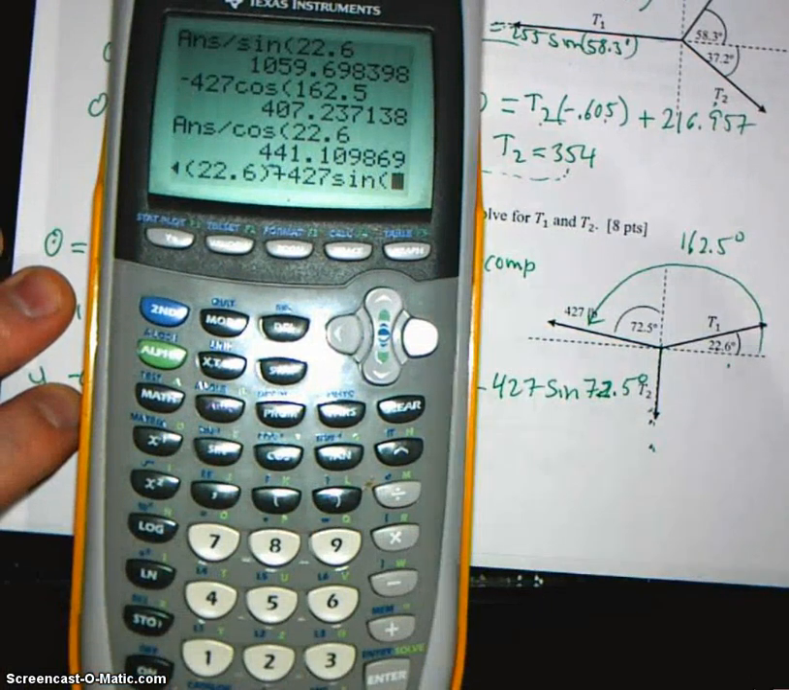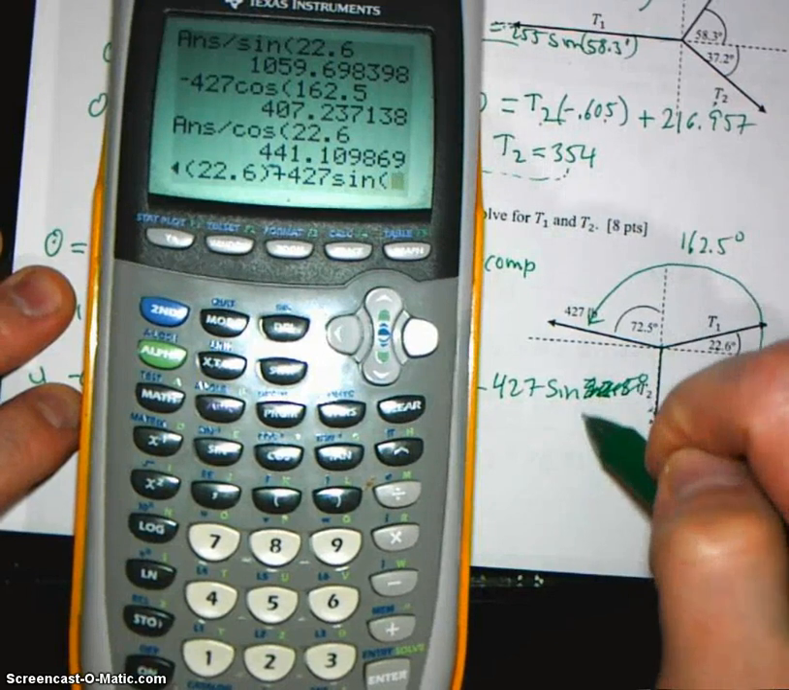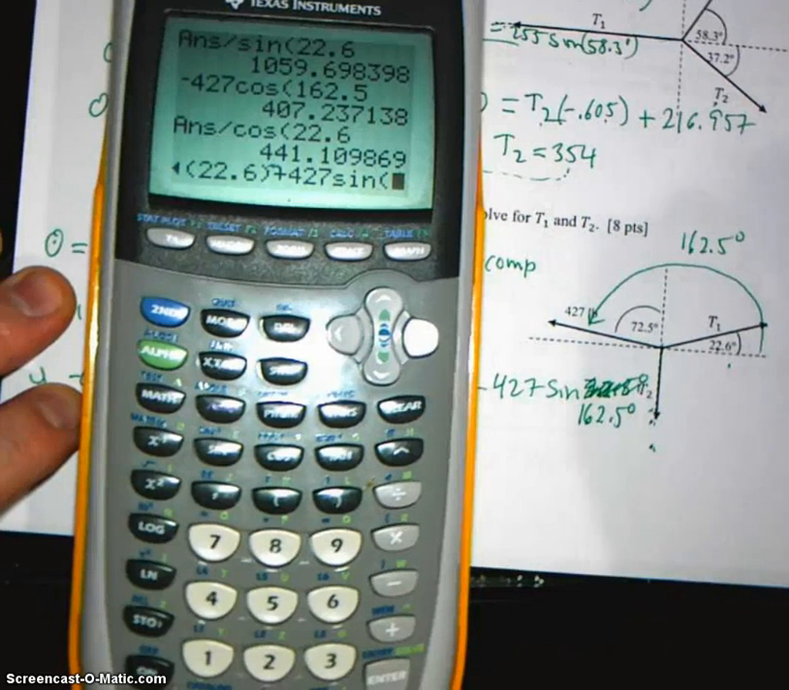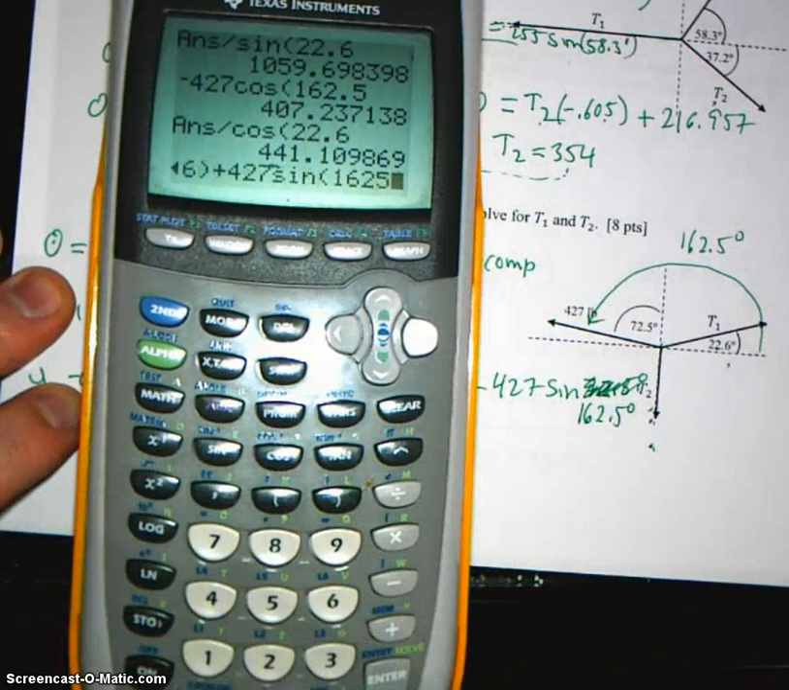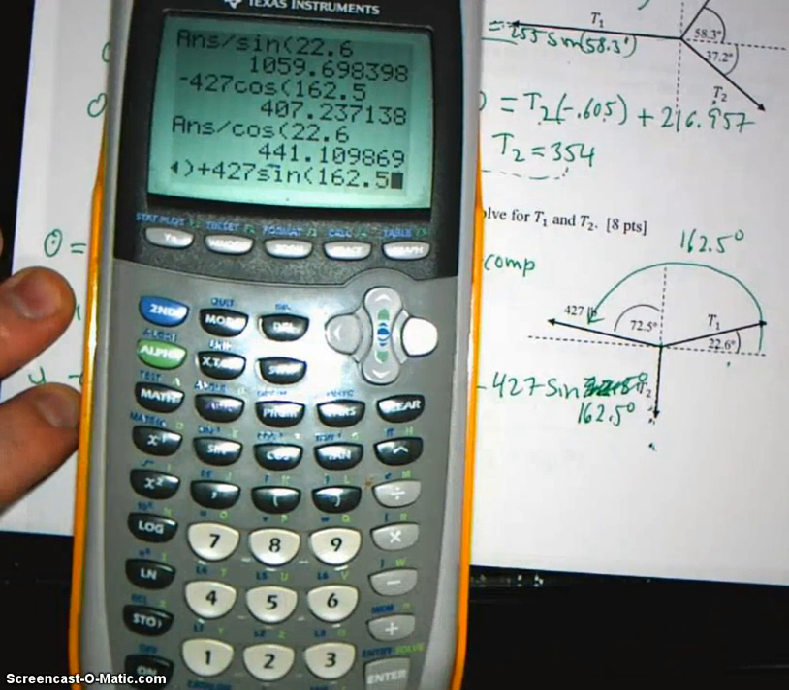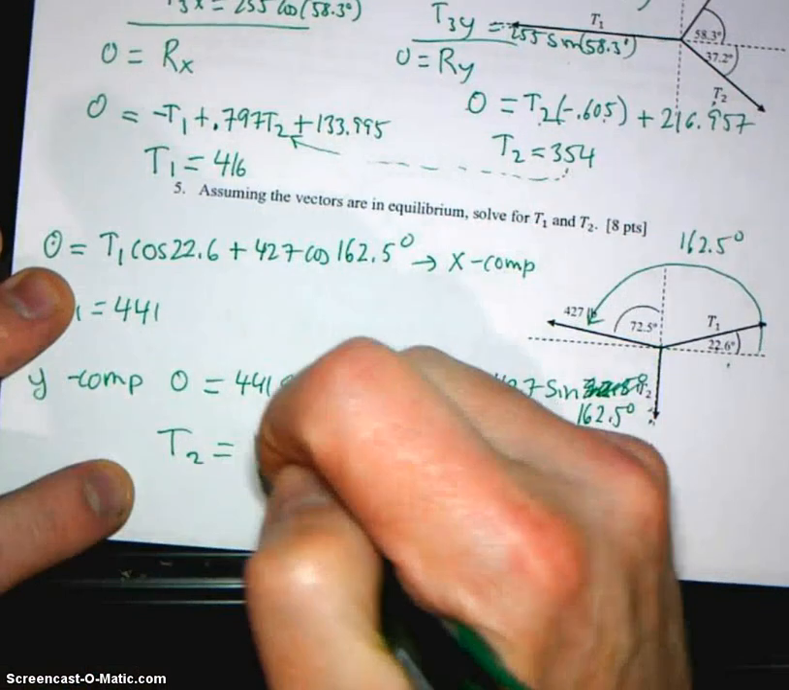sine, ooh, I wrote 72.5. Oh, that's bad. It should be 162.5 degrees. I have to use the angle in standard position, 162.5 degrees. That gives 298, we will call that.